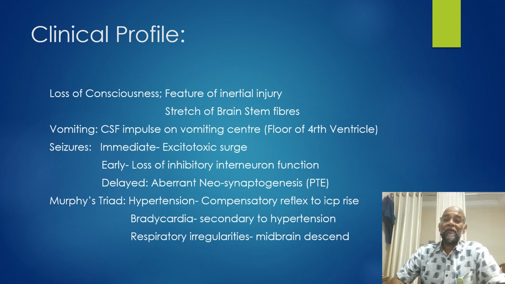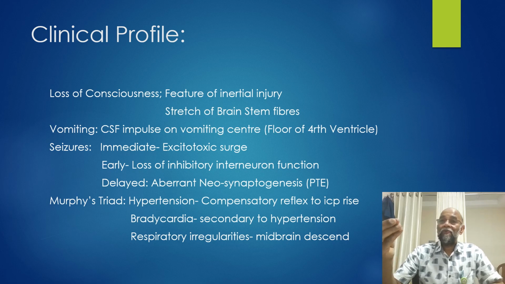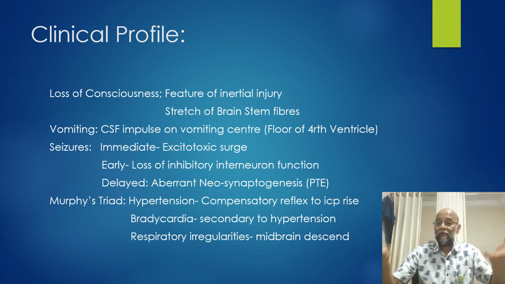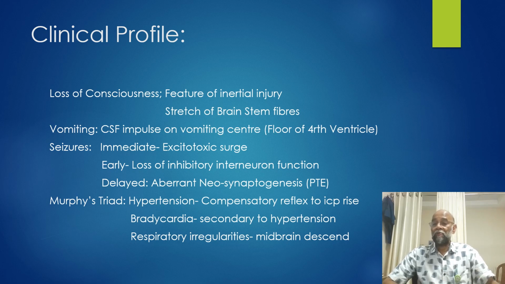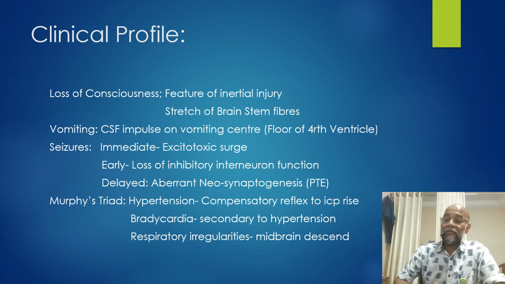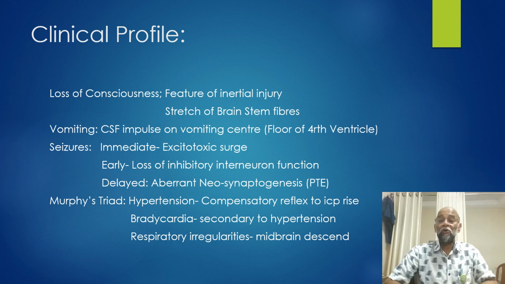Vomiting occurs after head injury. Why does it occur? The cerebrospinal fluid gets displaced. There's a pulse of fluid which impinges upon the floor of the fourth ventricle, resulting in vomiting. Seizures we have already talked about. Immediate seizures because of excitotoxic surge, early seizures because of inhibitory neuron dysfunction, and delayed seizures because of aberrant neurosynaptogenesis.